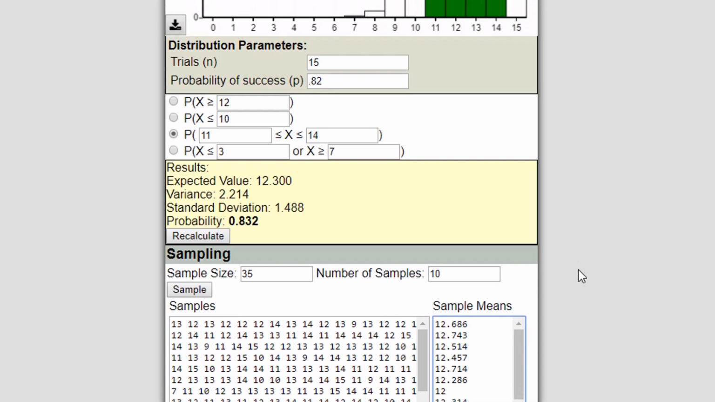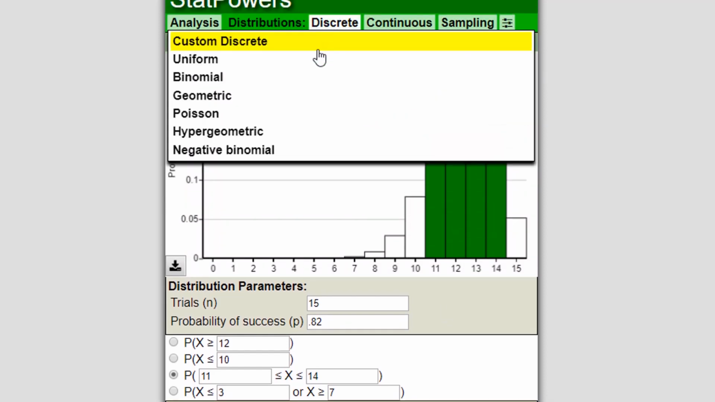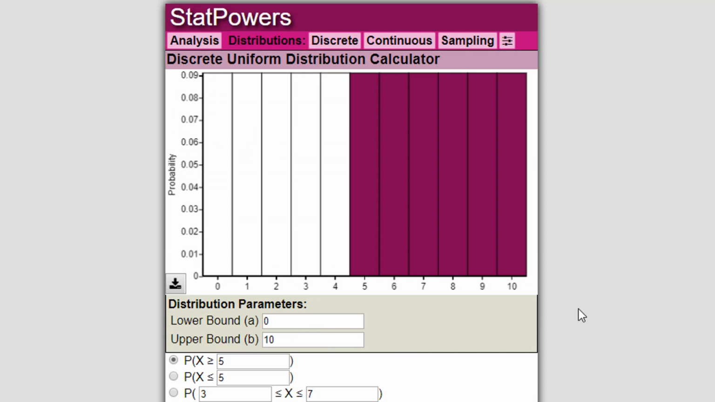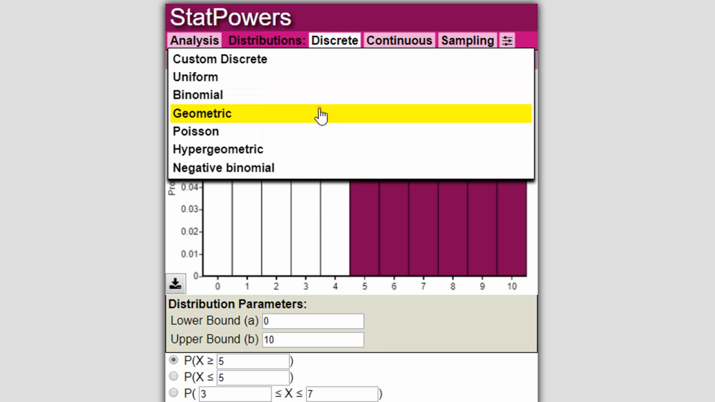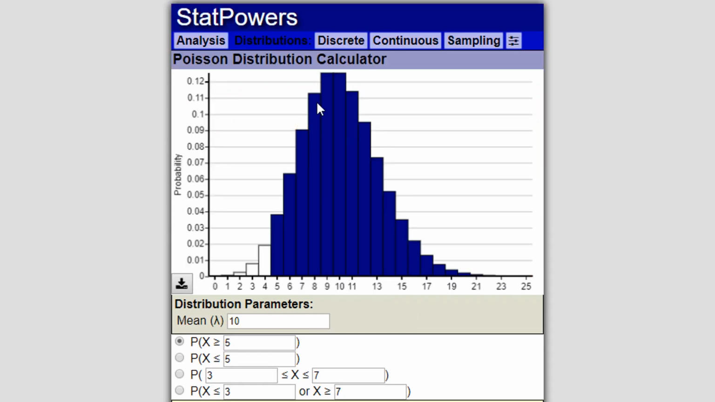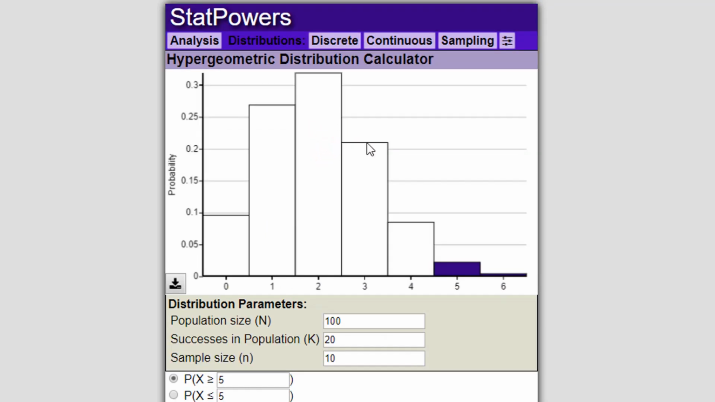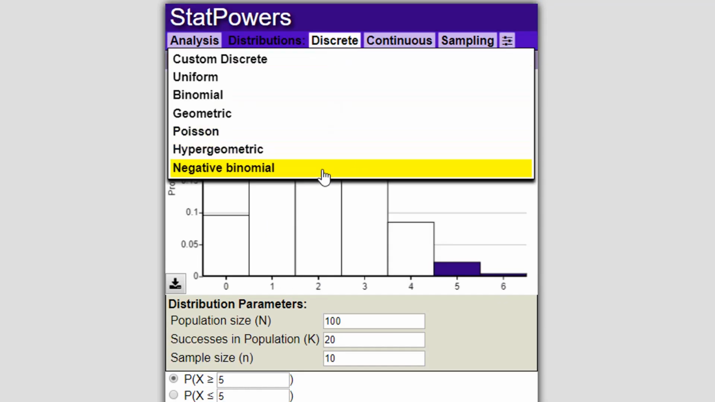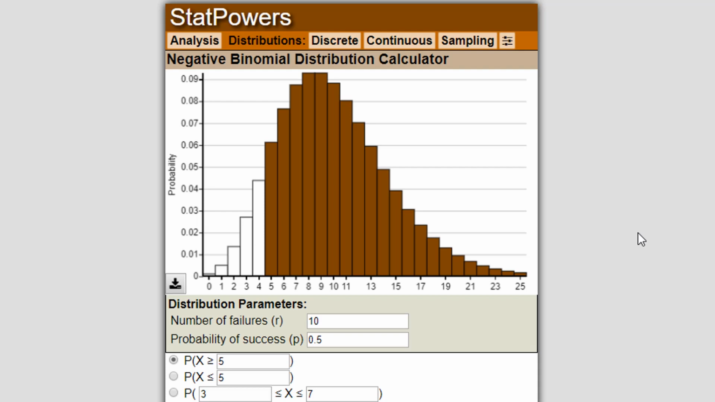All of the discrete probability distributions are going to look pretty much the same. Here's the uniform distribution, the geometric distribution, the Poisson distribution, the hypergeometric distribution, the negative binomial distribution. You just enter the parameters and you calculate probabilities. That's all you can do.